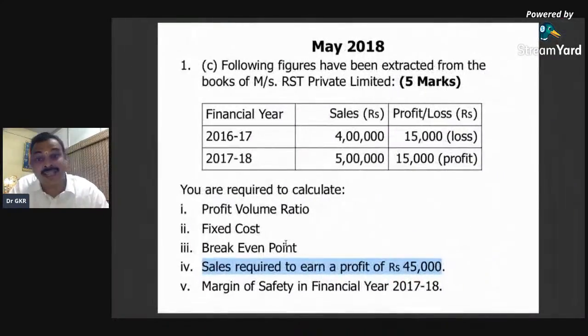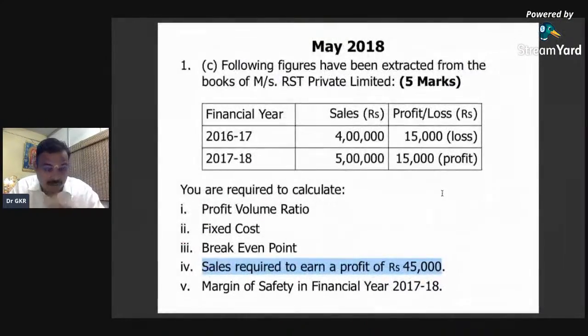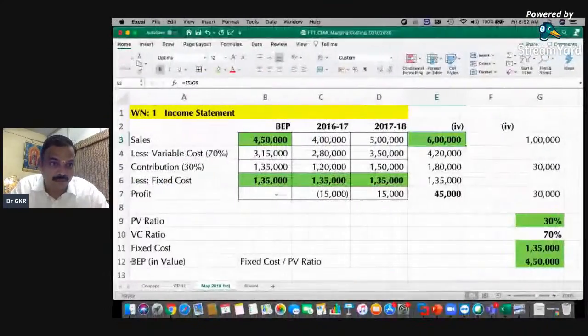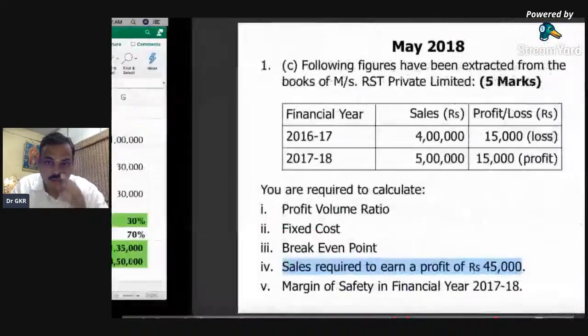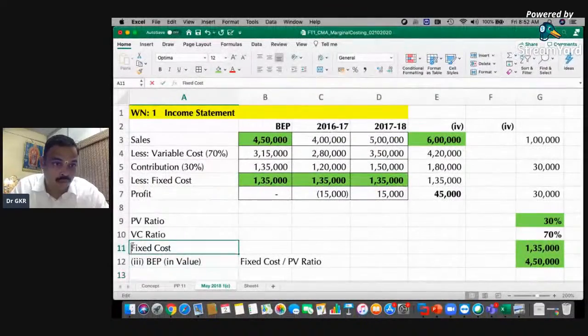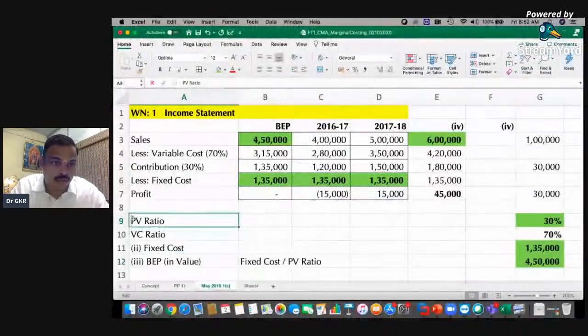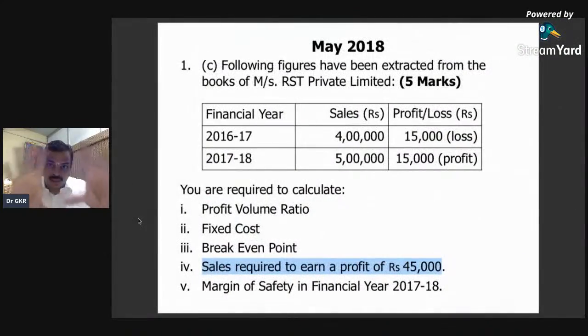So now what is your question? Sales. 6 lakhs is your sales, sales required to earn a profit of 45. So your answer is 4. This is actually 4. The break-even point is actually 3. So this is actually 3. Good. And your fixed cost is 2. This is your 2. Good. PV ratio is 1. This is your 1. Good. So everything is in the table only.